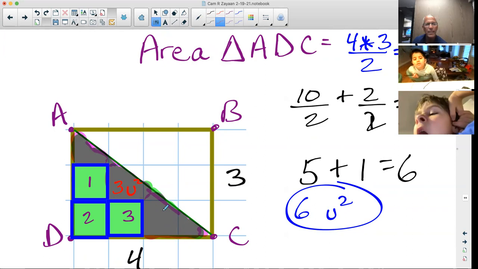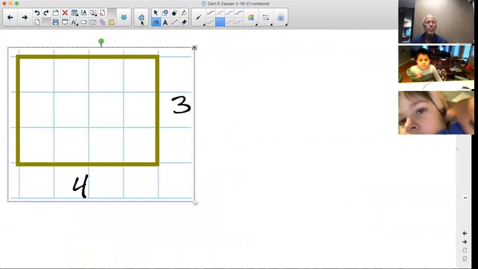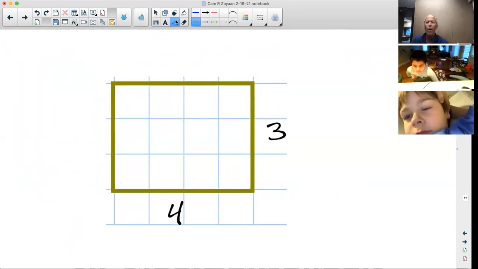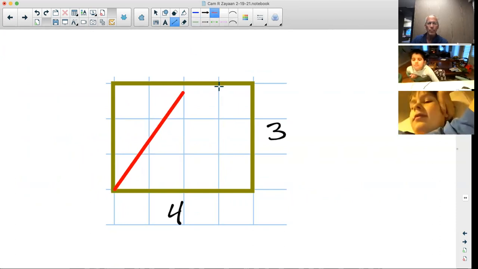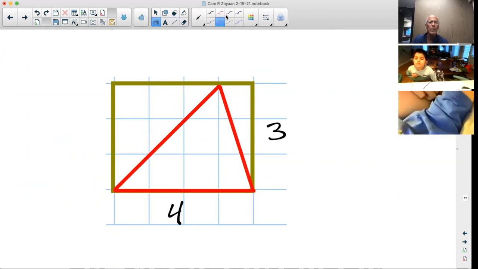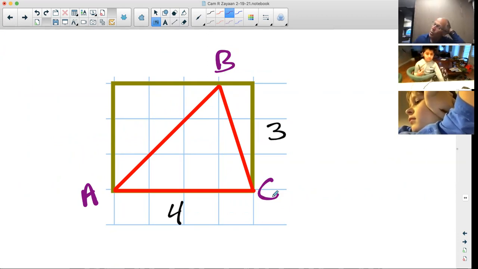Really, really cool, guys. Now, I have something better. You ready? Now, what are you going to do with this one? Now, I'm going to label the vertices A, B, C. And I want you to tell me what is the area of the red triangle ABC.